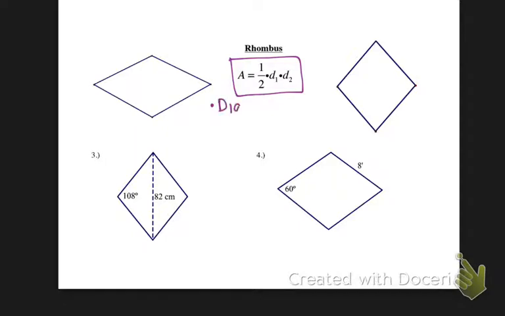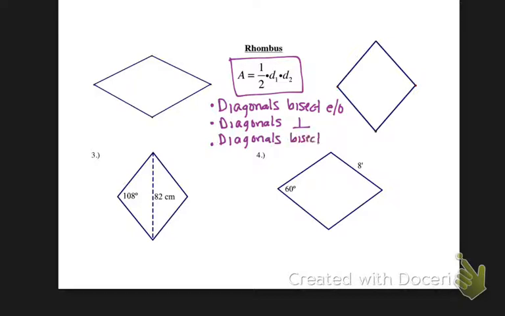One of those is that the diagonals bisect each other, so they cut each other in half, and the diagonals are perpendicular to each other, which means they form right angles with each other, and the diagonals also bisect the opposite angles. So it's important to remember those things.